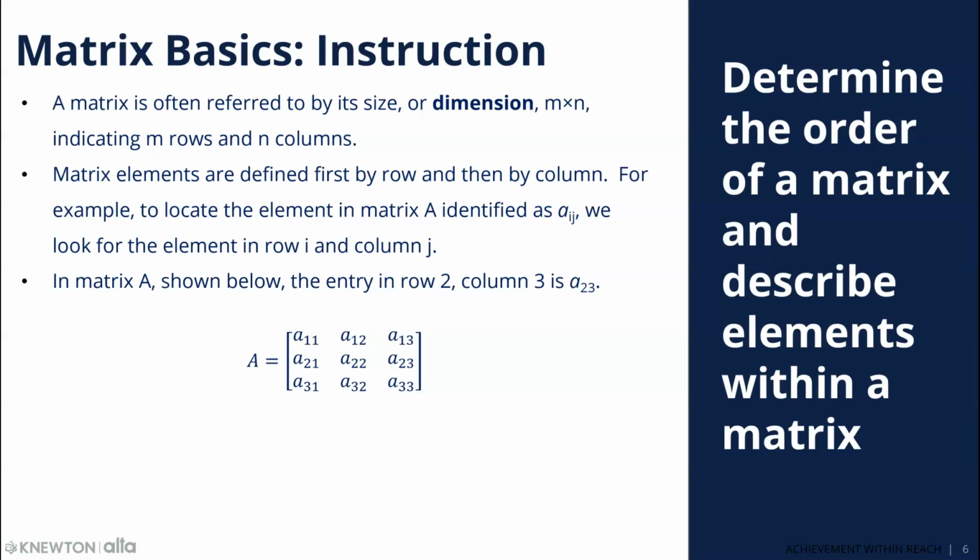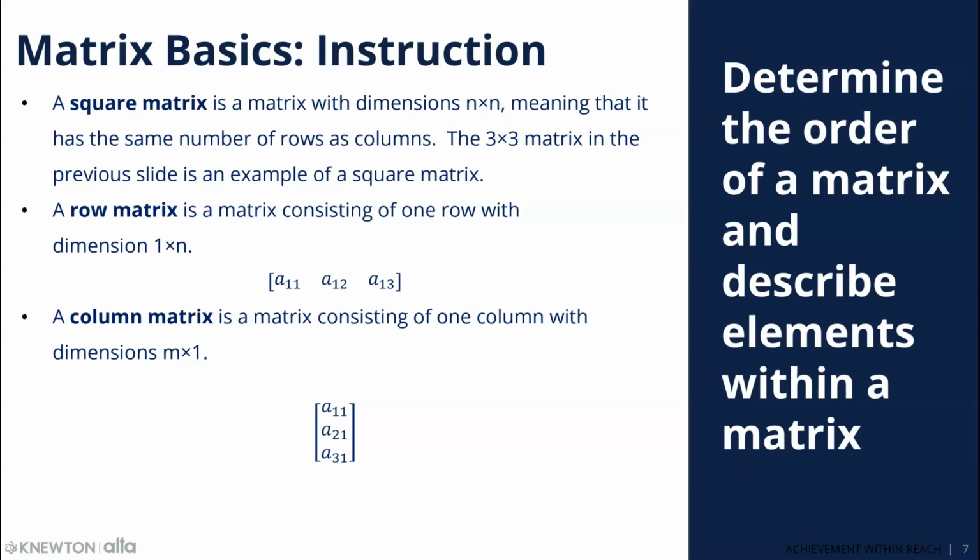Now the entries or the matrix elements are defined first by row and then by column. So for instance, if you want to locate the element in a matrix A identified as a sub ij, we look for the element in the row i and the column j. For instance, if you want to locate the element A sub 2, 3, that is the element on the second row, and the second number here represents the column. So second row, third column. So it is this element here.